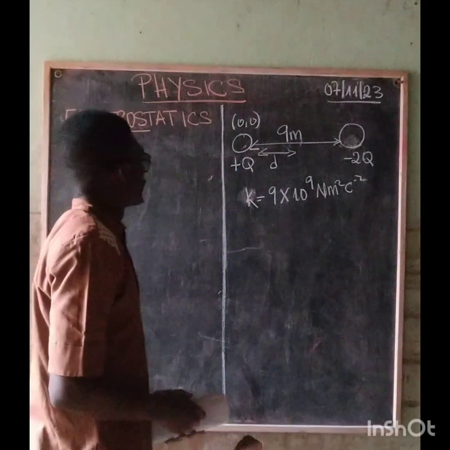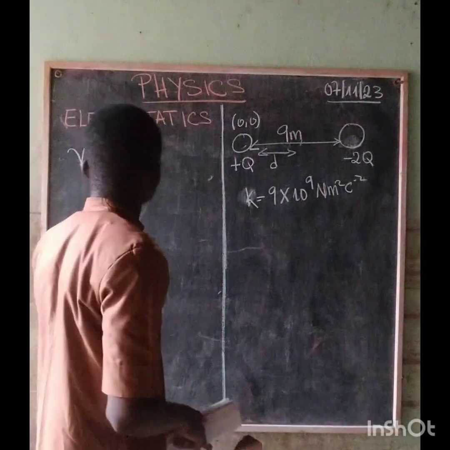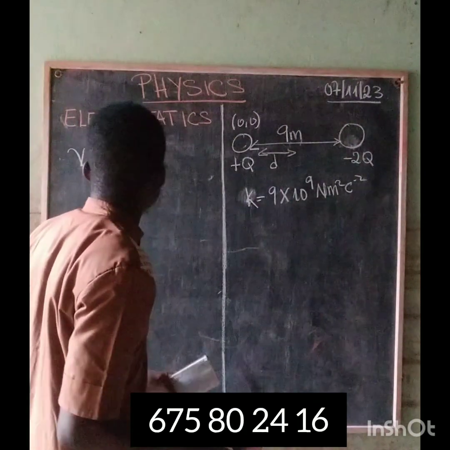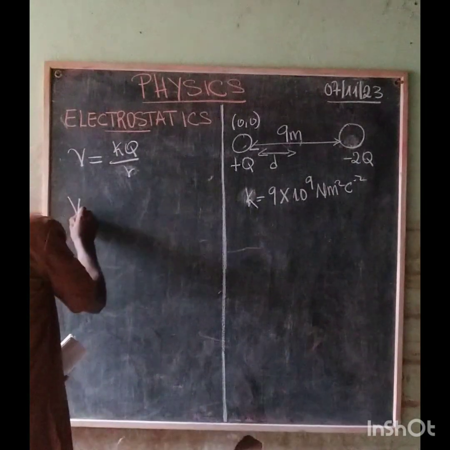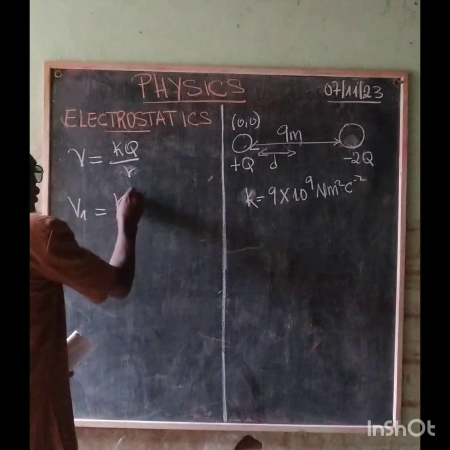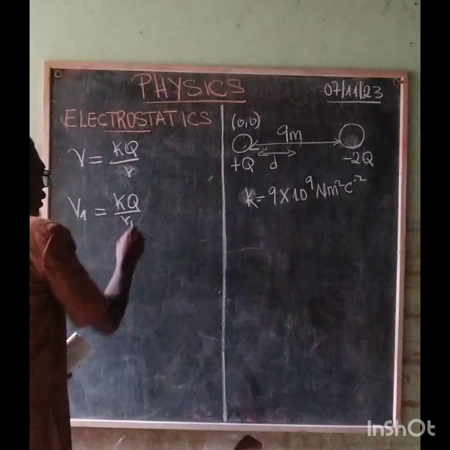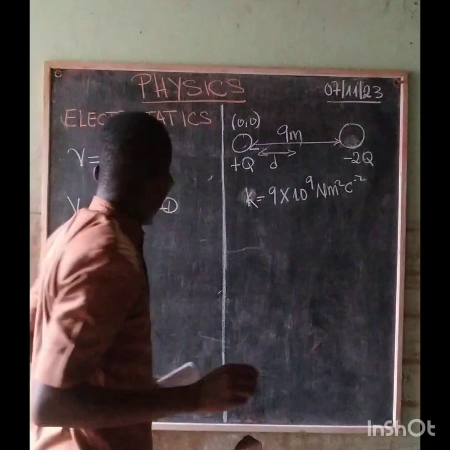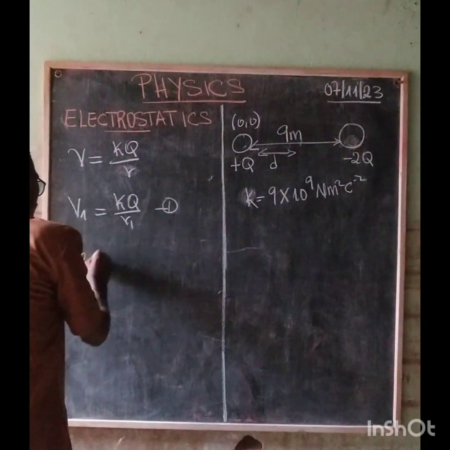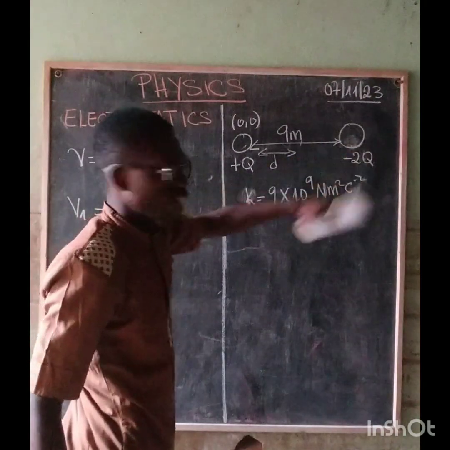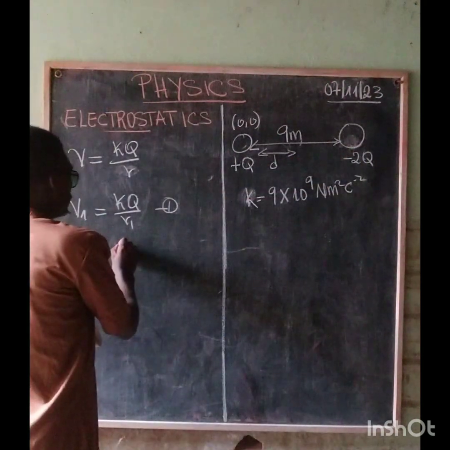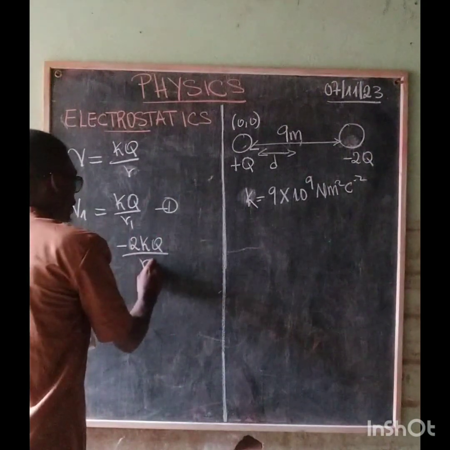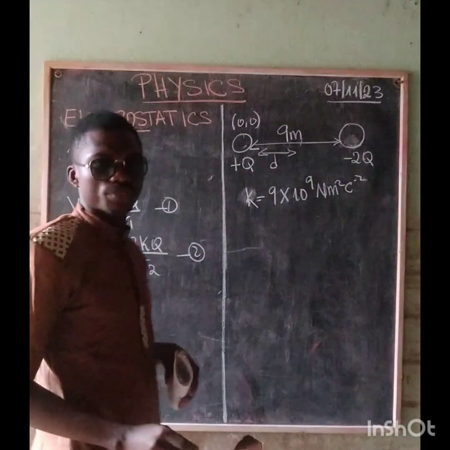Alright, we are going to first of all find V1. V1 is equal to KQ on R1. Let's call this equation 1. Then V2, considering the second charge, is going to be negative 2KQ on R2. We call it equation 2.